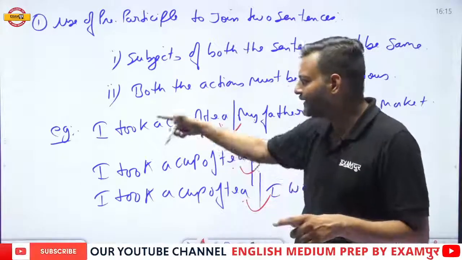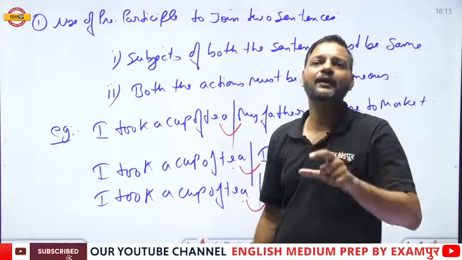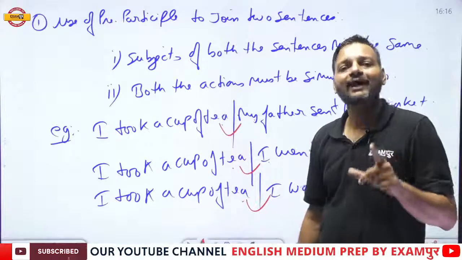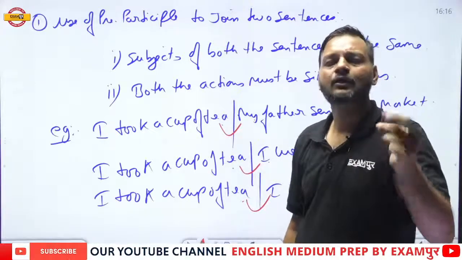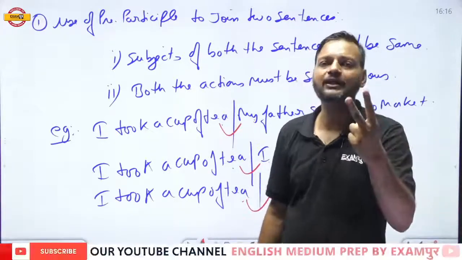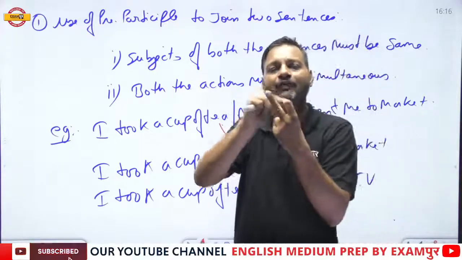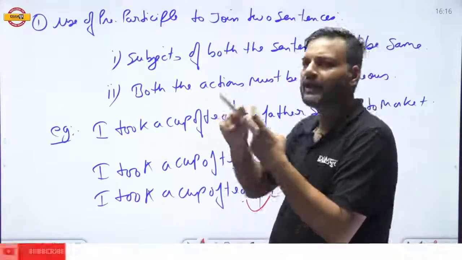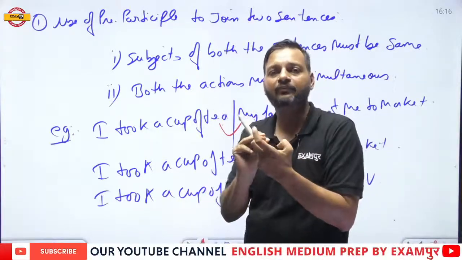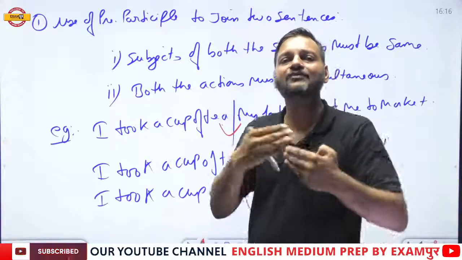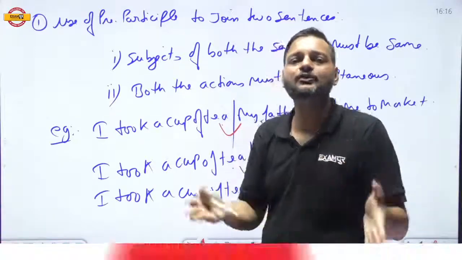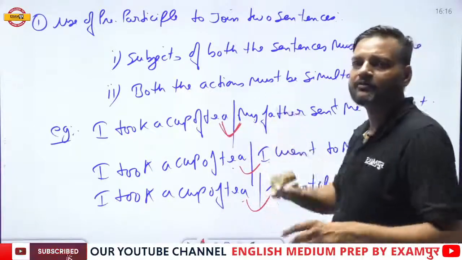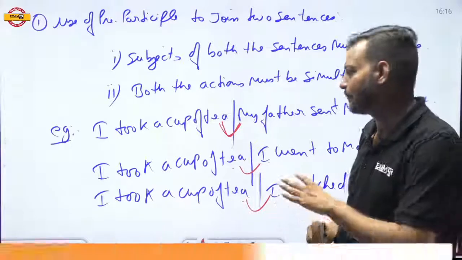Okay, so my question is, out of these three pairs, which pair can be joined using a present participle. I have told you that to use a present participle to join two sentences, there are two conditions. First is subjects must be the same, and second is both the actions must be simultaneous. Two sentences where actions are occurring one after another cannot be joined using a present participle. So my question is, out of these three pairs, which pair can be joined using a present participle?